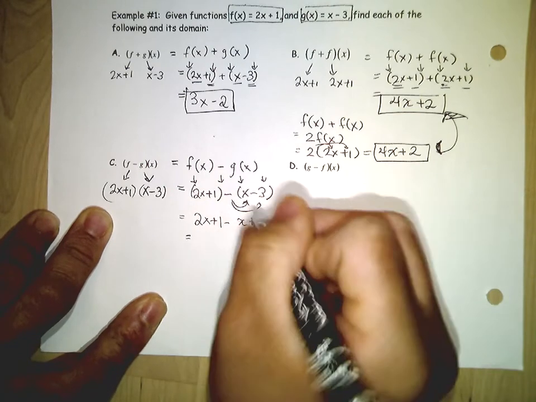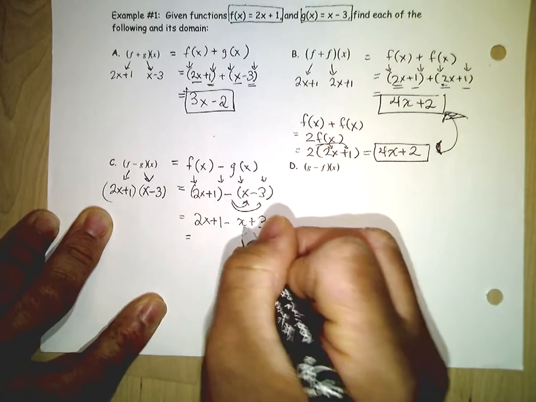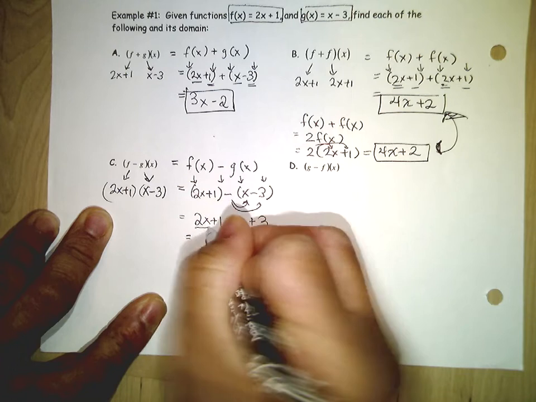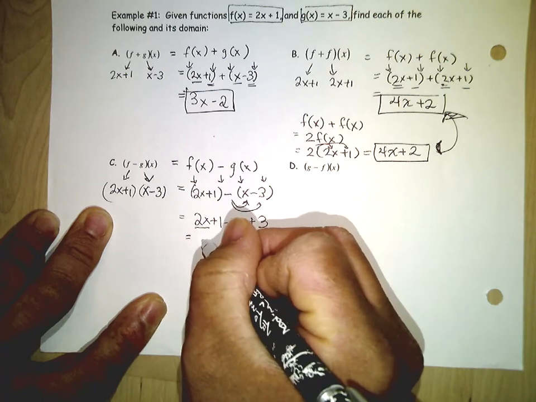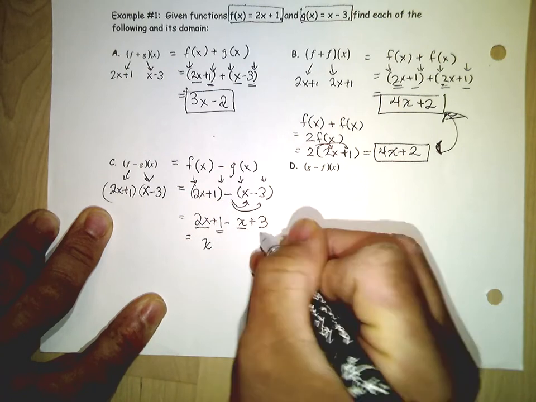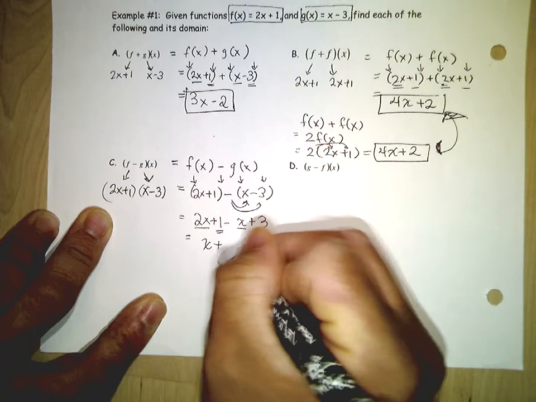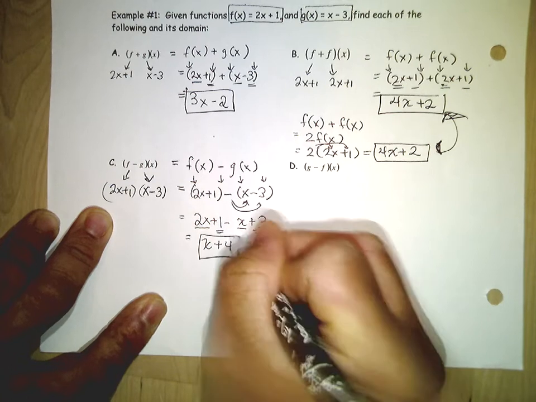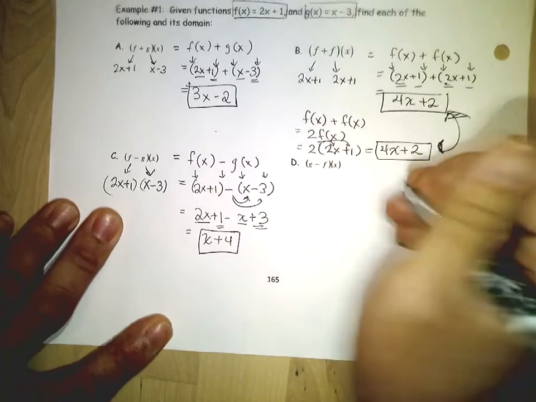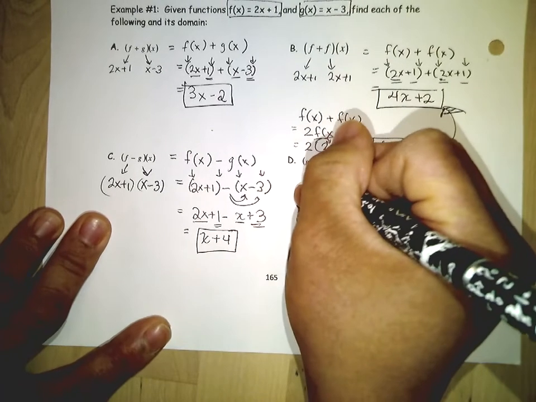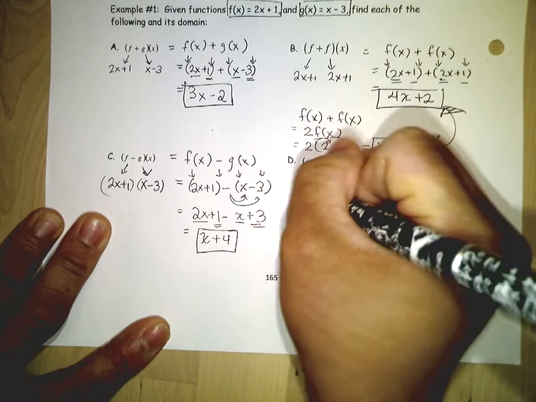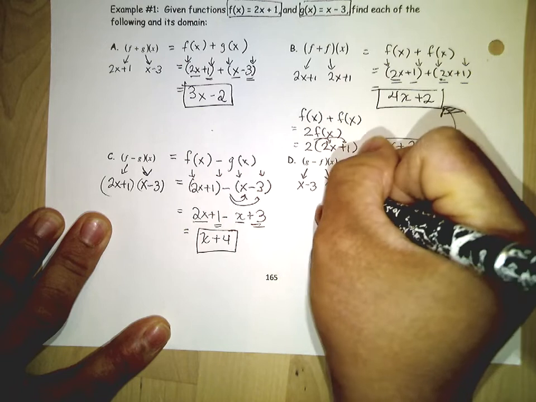And so if I distribute, I have 2x plus 1 minus x plus 3. Combine like terms, 2x minus x is x, and plus 1 plus 3 is plus 4, and I'm left with x plus 4.